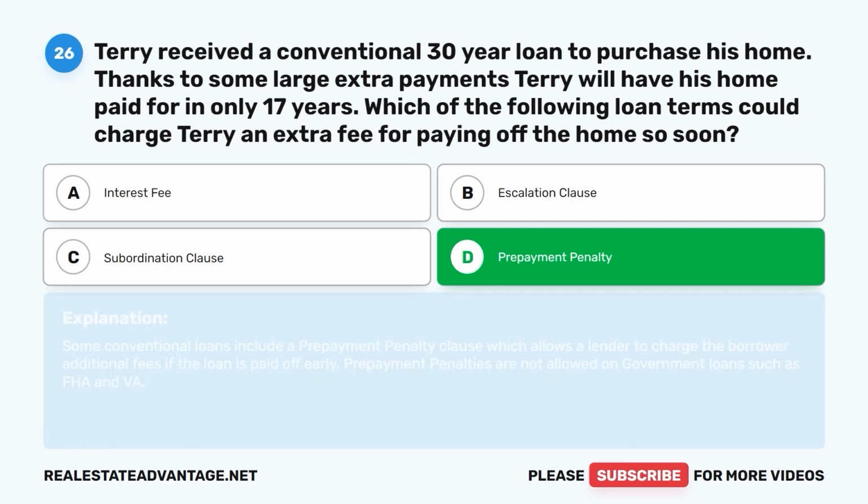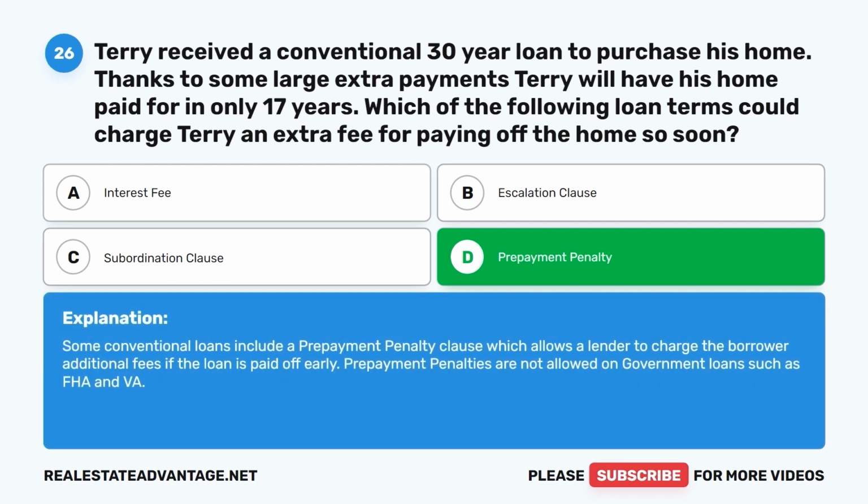Prepayment penalty. Some conventional loans include a prepayment penalty clause, which allows a lender to charge the borrower additional fees if the loan is paid off early. Prepayment penalties are not allowed on government loans such as FHA and VA.